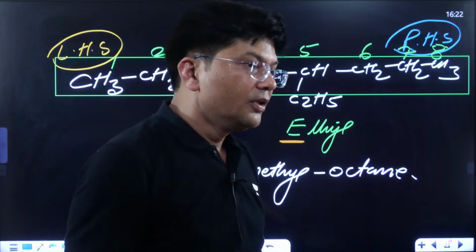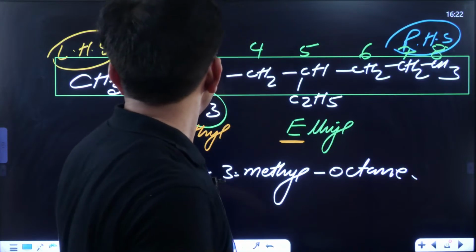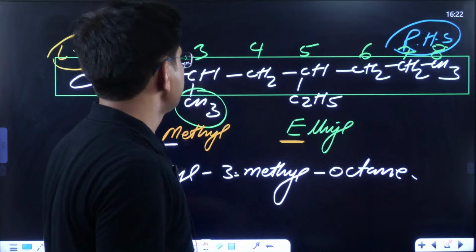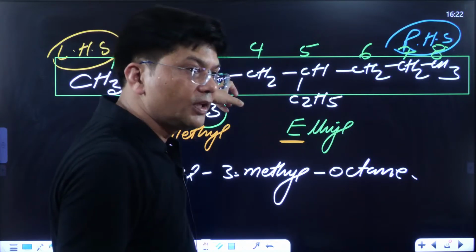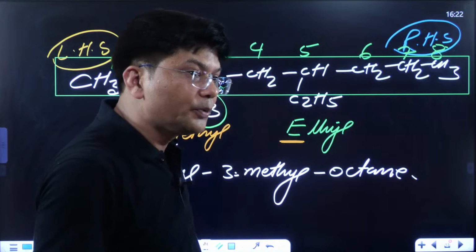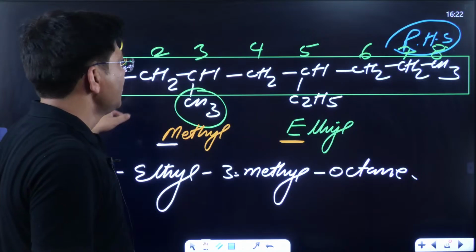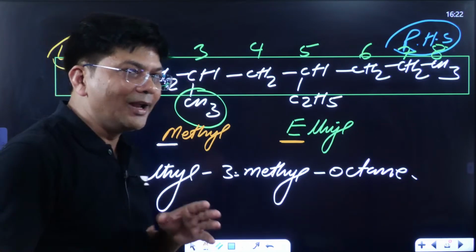What I can see, some people are writing 4-ethyl. Let me check it out. 4-ethyl means they have counted from that side. We have to count from this side. Some people are writing 2-ethyl. Kids, it's not 2-ethyl.